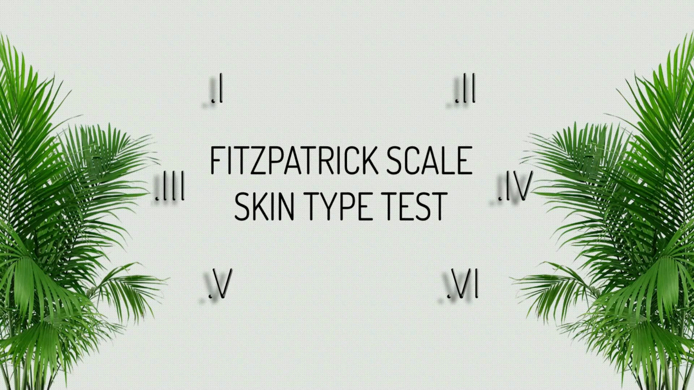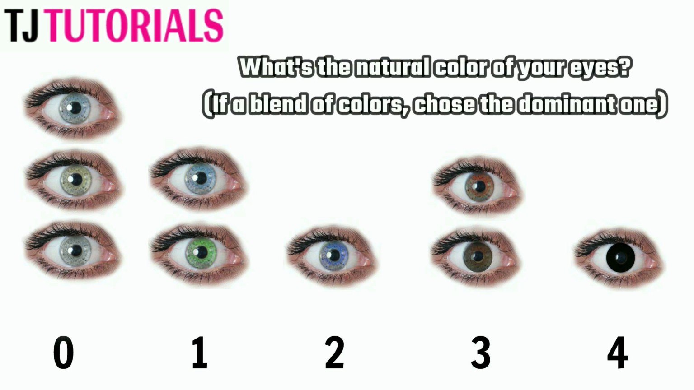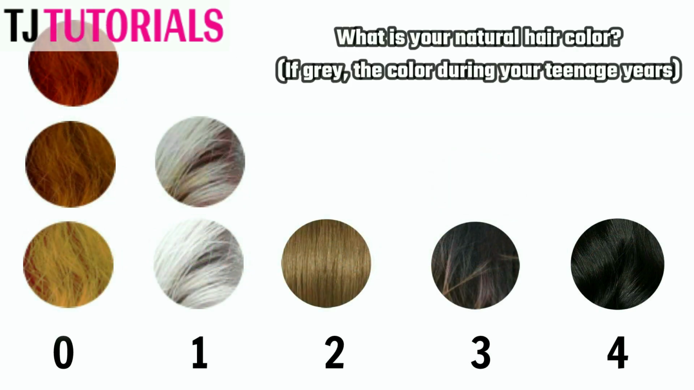This short video should help you understand where you fall on the Fitzpatrick scale. What's the natural colour of your eyes? What's your natural hair colour? Red or sandy blonde? Light blonde? Medium brown? Dark brown? Black?